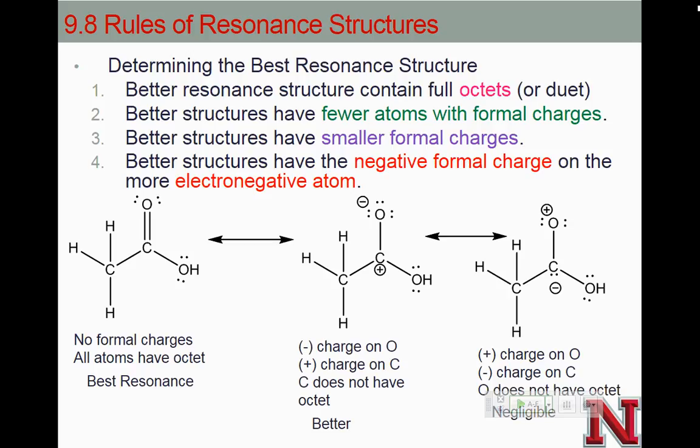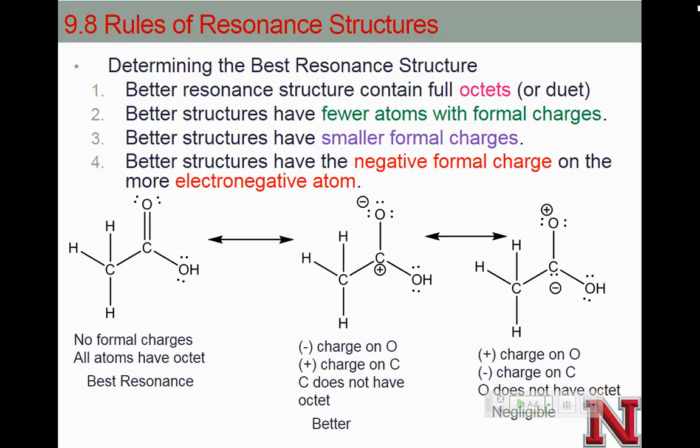Now, there is an exception. Oxygen can have a positive charge if it has a full octet, but oxygen doesn't have a full octet here. So an electronegative atom can carry a positive charge, but it will typically have a full octet. If it doesn't, it's usually too unstable. So that's what we mean by better.